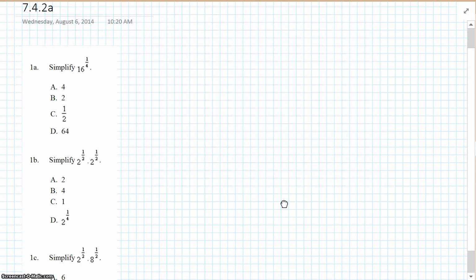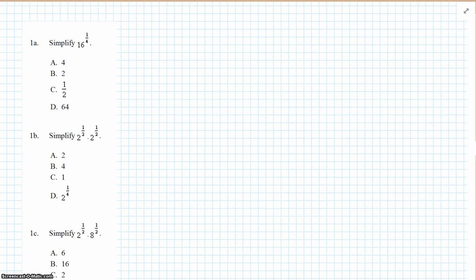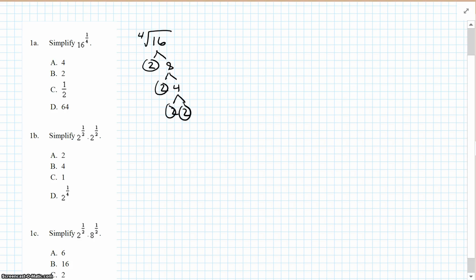Okay, so let's just check it out. Simplify 16 to the 1/4 power. The way we've learned it thus far, it's the same thing as saying the fourth root of 16. Well, let's break down 16: 2 times 8, 2 times 4, and 2 times 2. So I can rewrite this as the fourth root of 2 to the 4th power, which is 2. Okay, does that make sense?